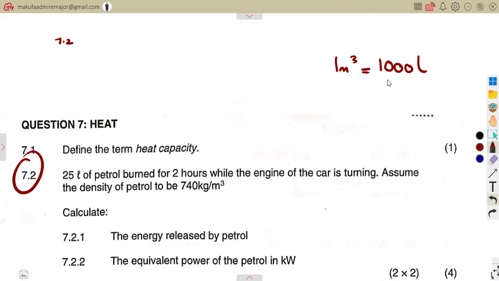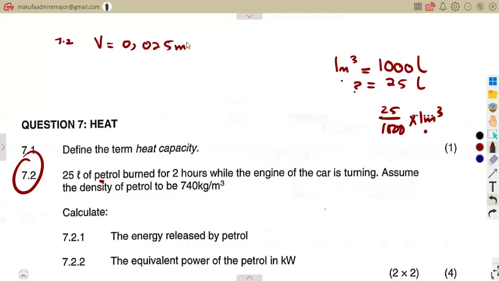So 25 liters can be converted to volume. That is 25 over 1,000. So there we have got the volume of this petrol that we are given. So that's going to be 25 over 1,000 times 1 cubic meter, so it's going to be 0.025 cubic meters. We have got the volume there from that.